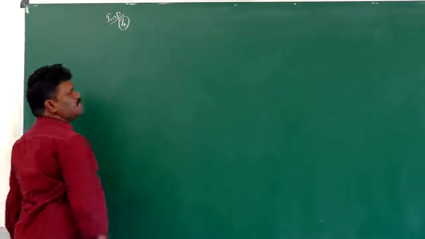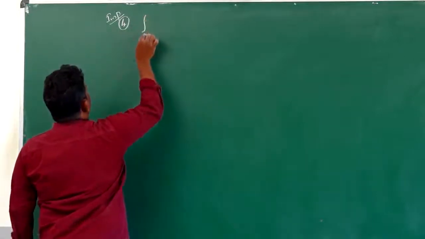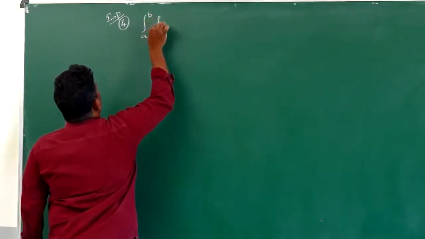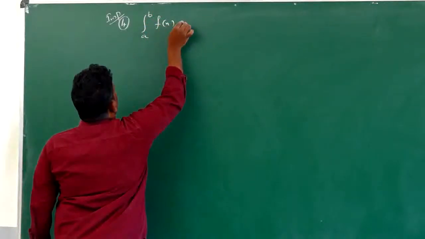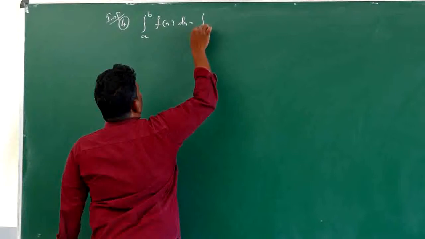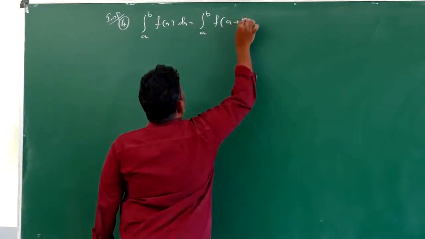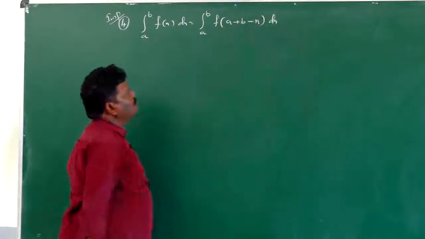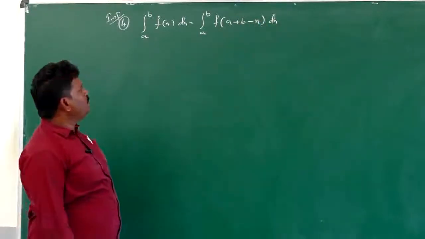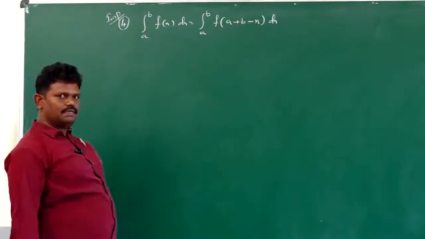Already I told you, for a 6 marks question, 3 marks are given for this property, and an additional problem is given. Integral a to b f of x dx is equal to integral a to b f of a plus b minus x dx. Okay? Integral a to b f of x dx is equal to integral a to b f of a plus b minus x dx.